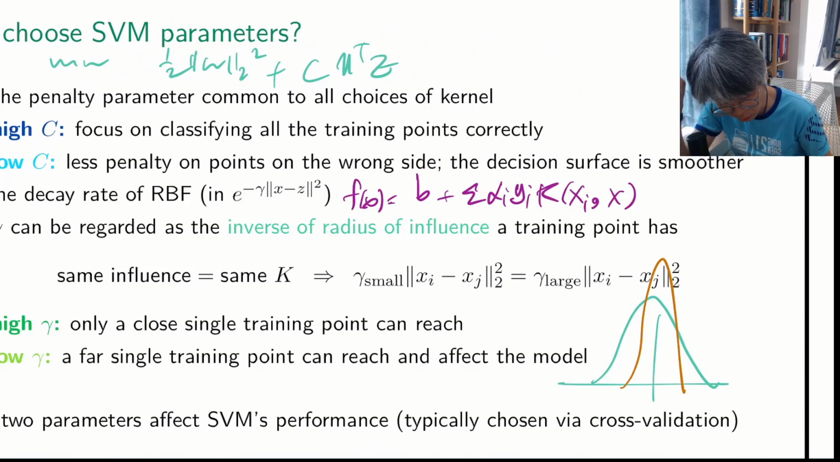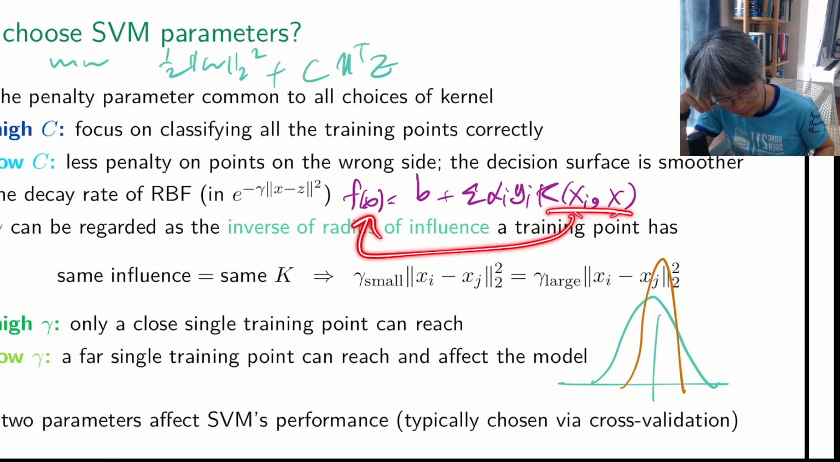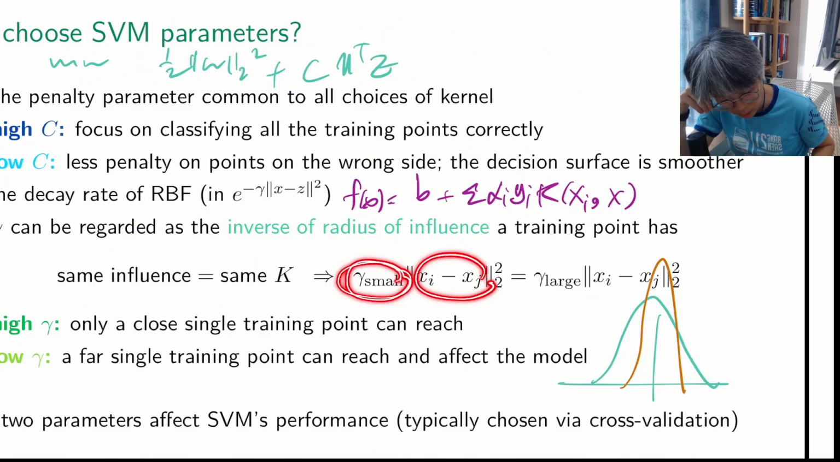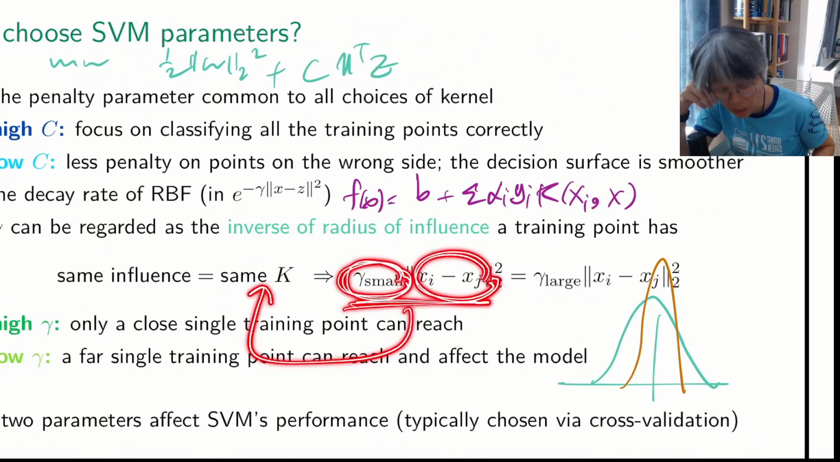So the influence of your training observation in the final prediction outcome will depend on the kernel function value. Let's say we want the same influence, of course, the same value of the kernel function. So we make a comparison between two cases, large and small gamma. In order to have the same k, for small gamma, the distance will be large.